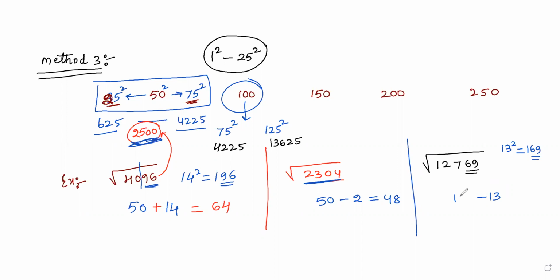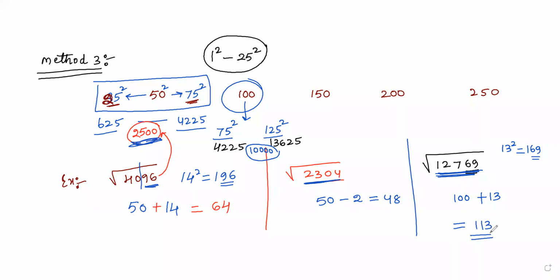Why? Because the given number is in between 75 square and 125 square, and in between we have 10,000. So we have to compare with this number. This number is greater than 10,000. So that is the reason we are adding here. So 113 will be our final answer.